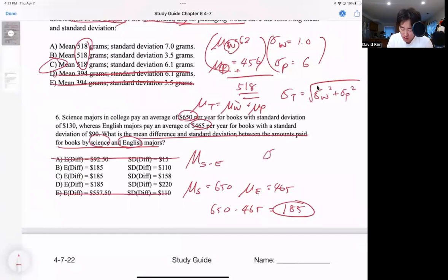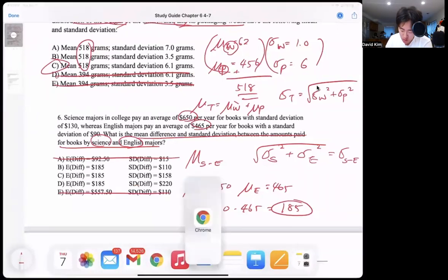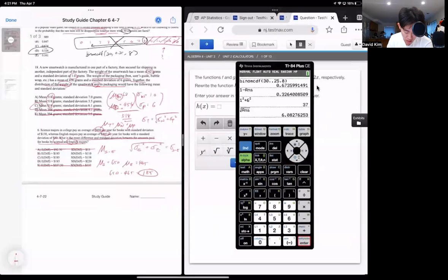I'm going to do the same thing with the standard deviation of S, standard deviation of English, square them. I am still going to add them to figure out the rest of the science minus the English, because no matter what you do, whenever we were talking about variances, we're always going to add the variances together. So I'm going to go to my calculator once again. The standard deviation of the science is 130 and standard deviation of the English is 90. So 130 squared plus 90 squared, square root the whole number, and you get 158. So the answer here should be C.